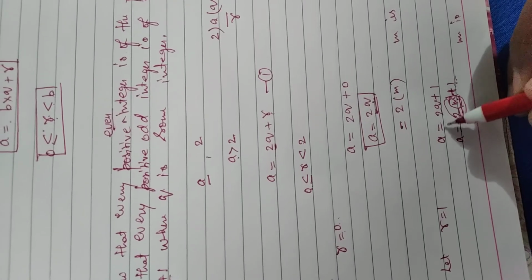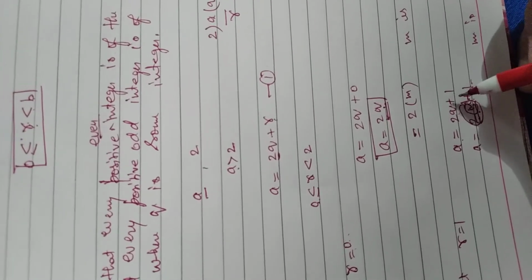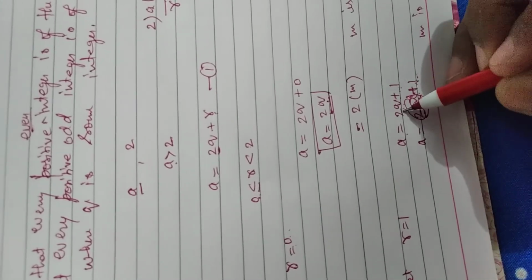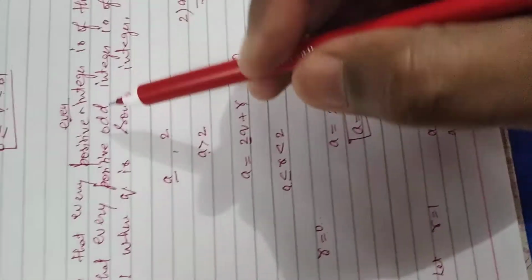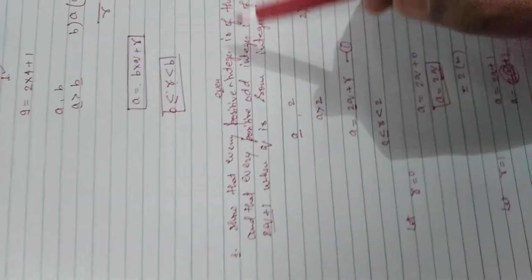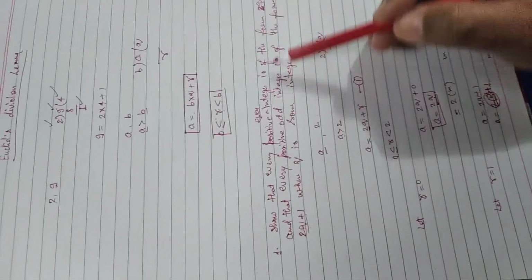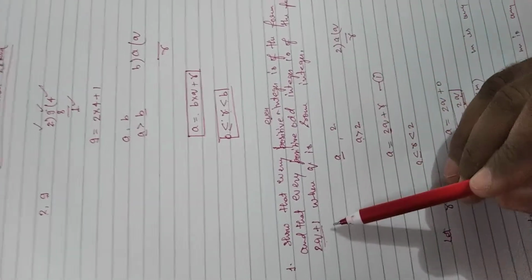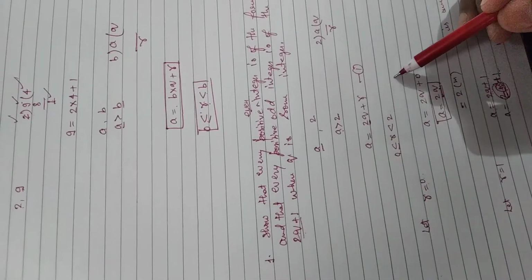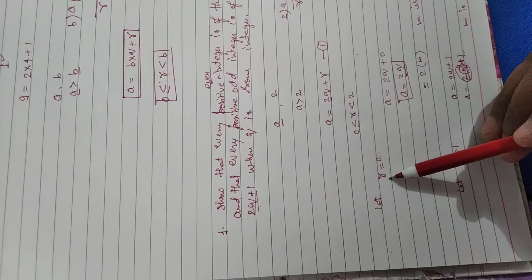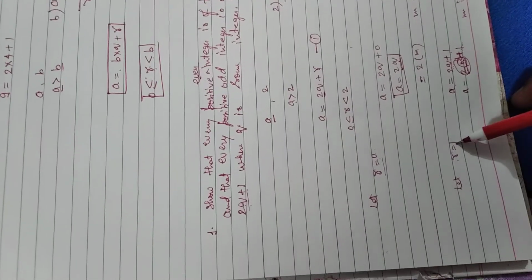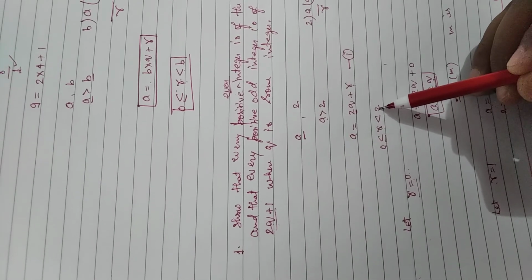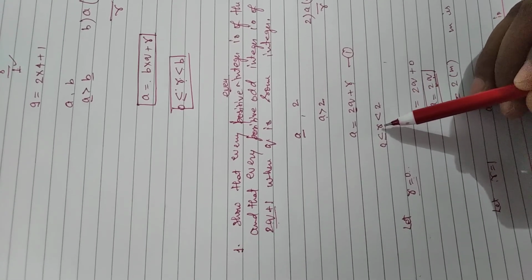So a equal to 2q plus 1 is an odd number, and this is an odd positive integer in the form of 2q plus 1, because in this question we have to show that every positive even integer is in the form of 2q and every positive odd integer is in the form of 2q plus 1. So this is proved. Here we have to take only two cases, r equal to 0 and r equal to 1, because r is less than 2; r cannot be equal to 2.